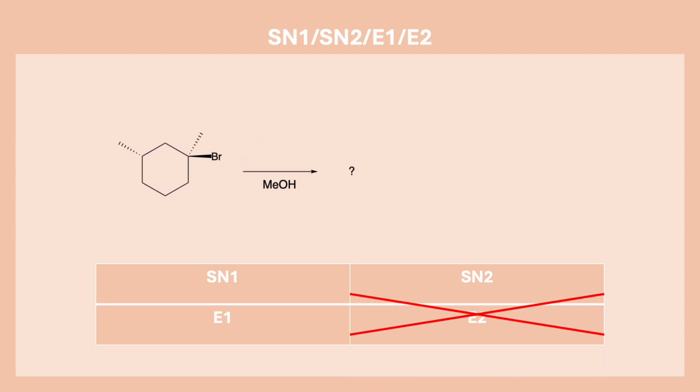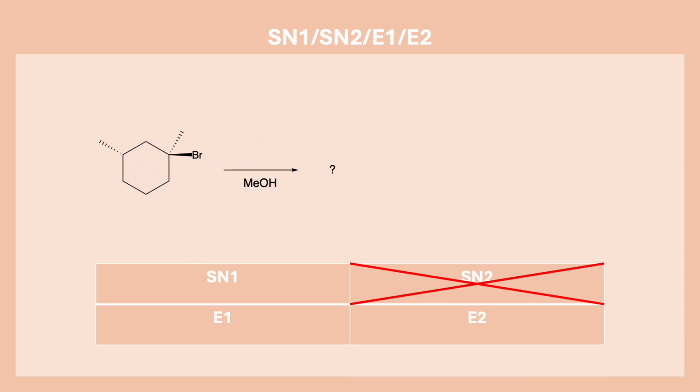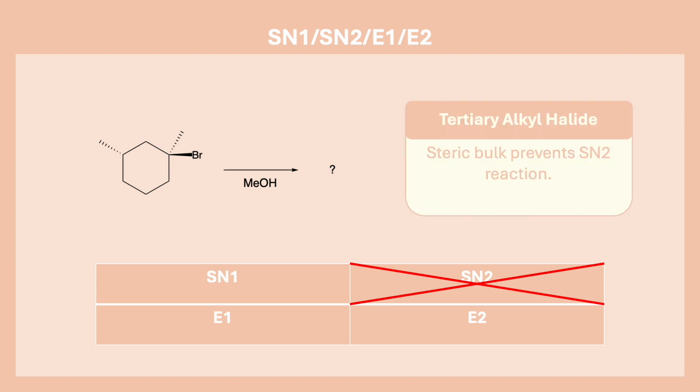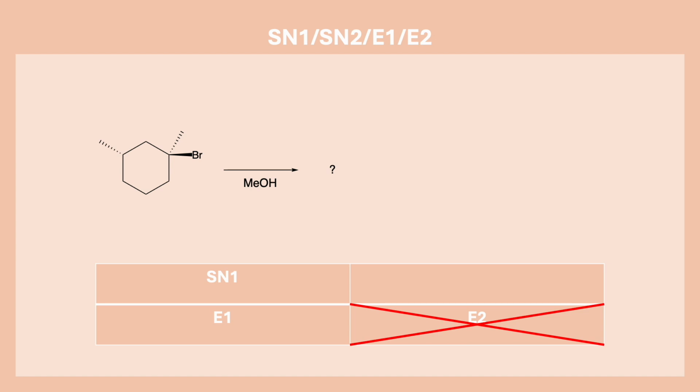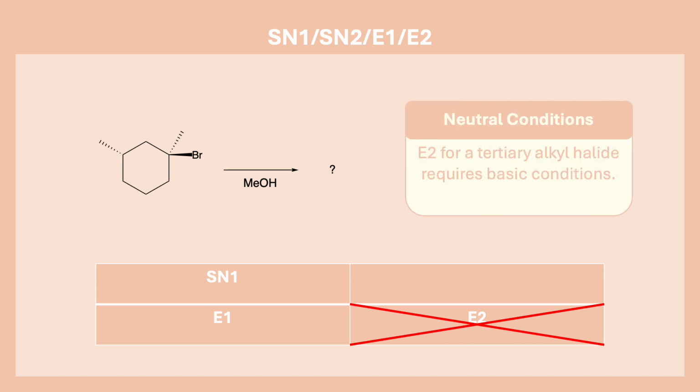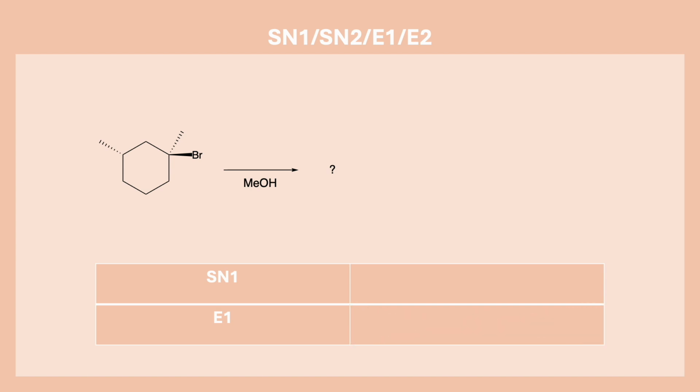Based on the steric bulk around the carbon-bromide bond, a nucleophile would be unable to attack the molecule. Therefore, SN2 can be ruled out. E2 is also not going to occur in this situation. While E2 can occur with tertiary alkyl halides, there would need to be a basic nucleophile present. SN1 and E1 are both possible for this molecule.